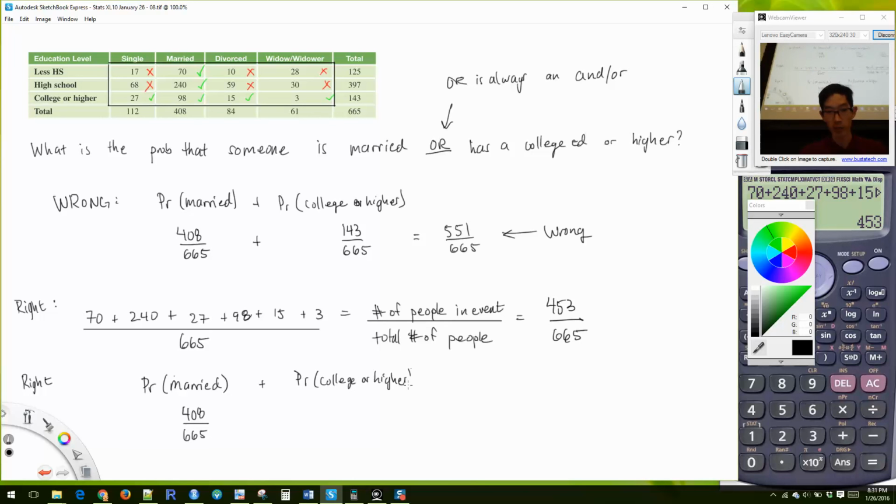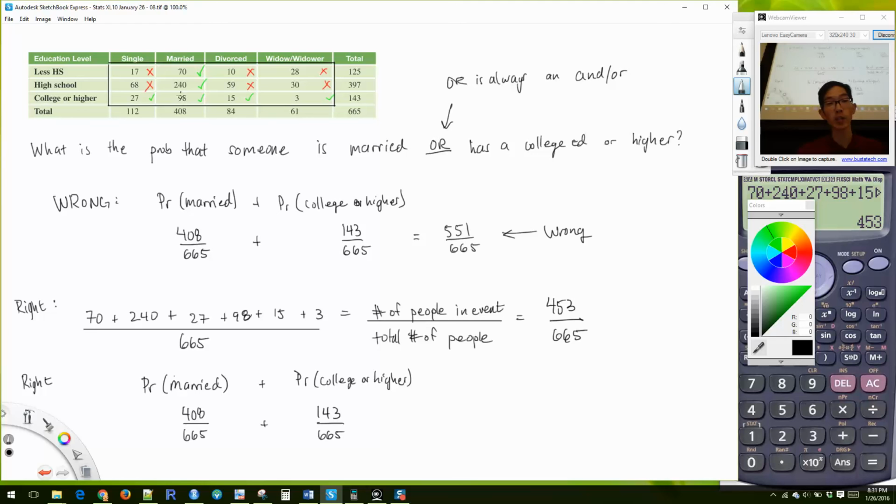Okay, we'll add that probability, which is 143 over 665. But what's going on is, if I take this number 408, 408 is made up of these three numbers: 72, 40, 98. Essentially, when I say 408, I'm taking 70, 240, and 98 and throwing those together there. This number 143 is made up of 27, 98, 15, and 3. I'm taking those four numbers and adding them together here.